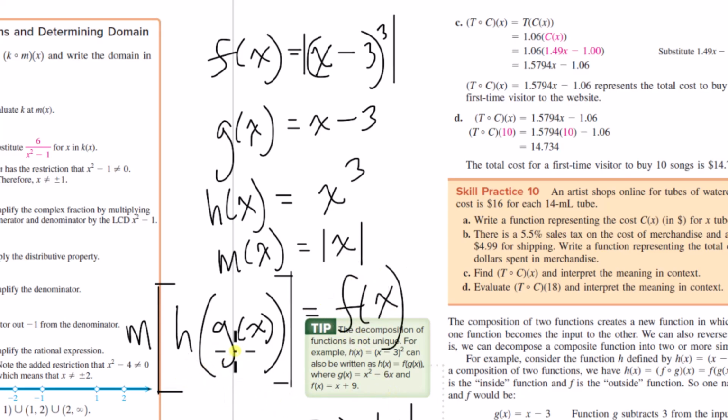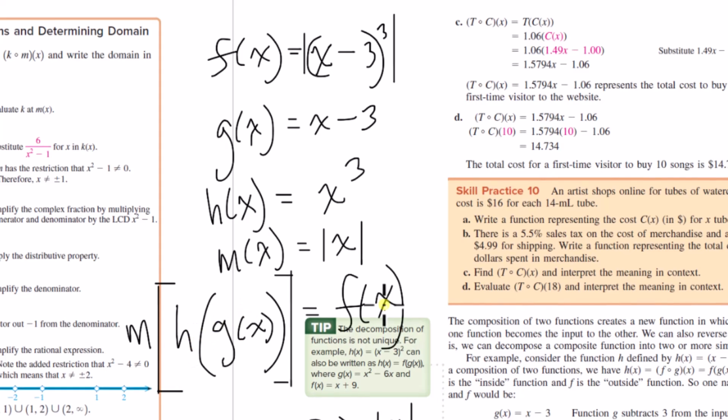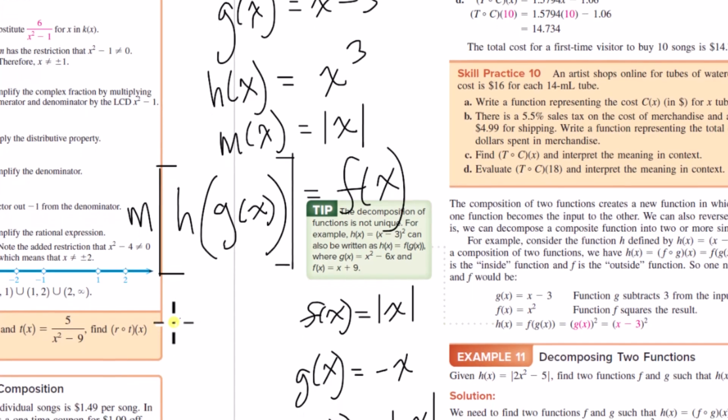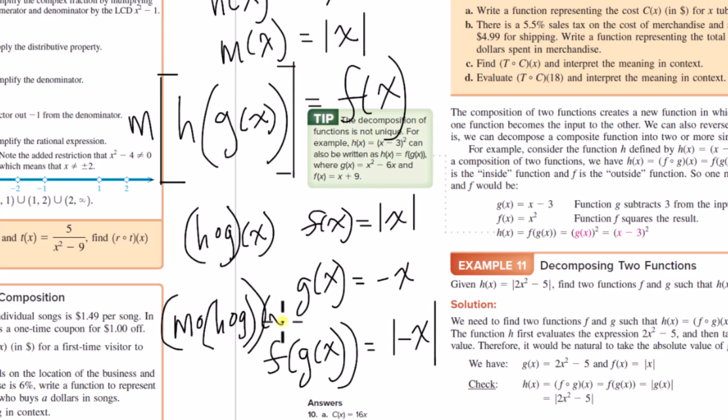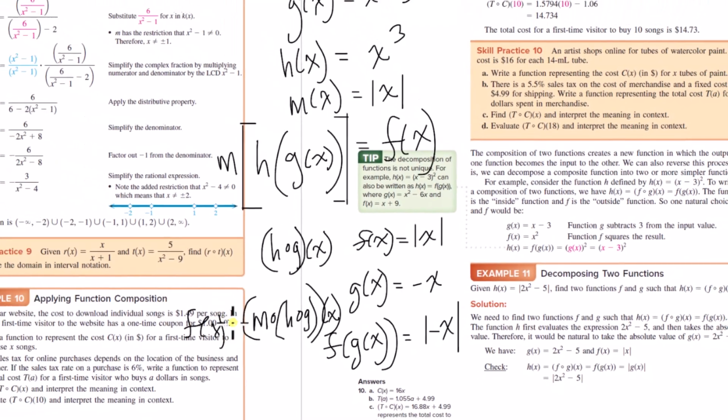You see, g of x is x minus 3. H of g of x is x minus 3 cubed. M of h of g of x is the absolute value of x minus 3 cubed, right? Now, how would you write this with the composition notation? I guess you would say, this is h of g of x. So you would do m of h of g of x. You see, this is f of x.